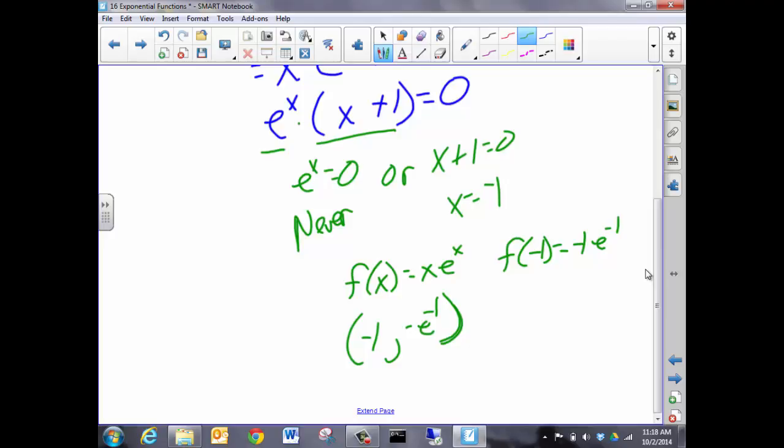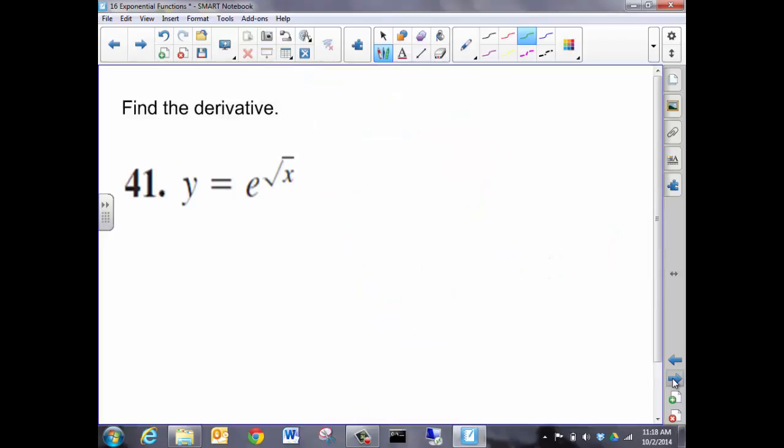Ready to look at another one? Whoa, what are you going to do there? Y equals e root x. See if you can figure out a solution for that. I'll give you a minute, and then we'll come back to it.